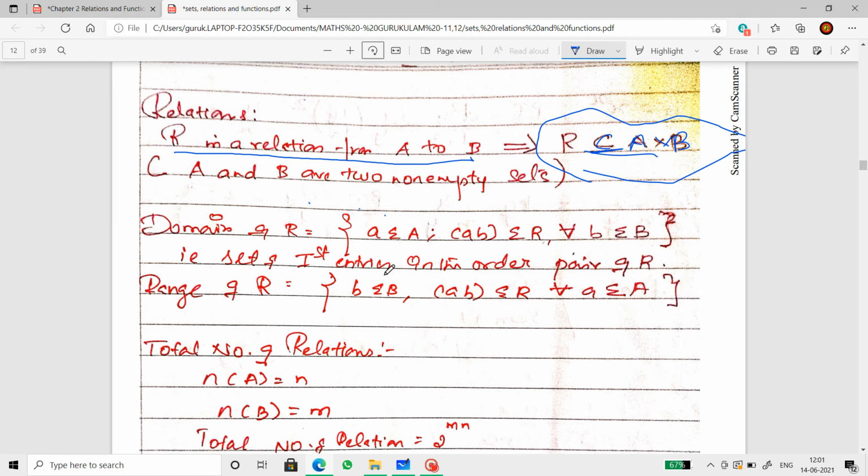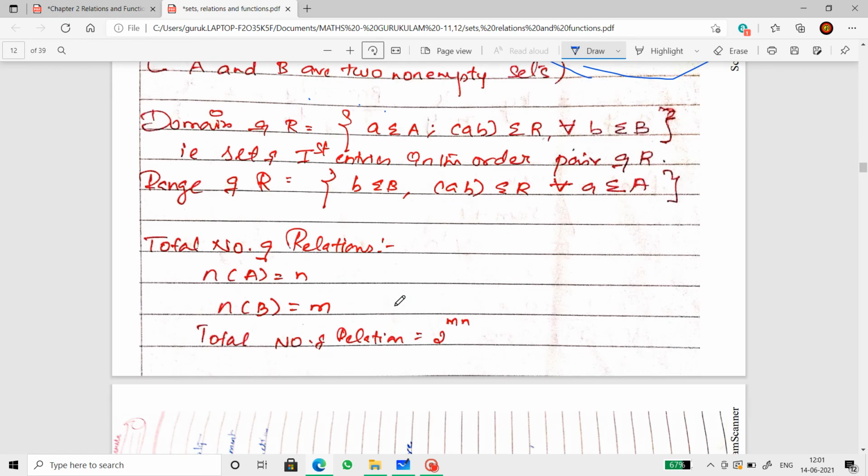The next important definition is domain. Domain of R.